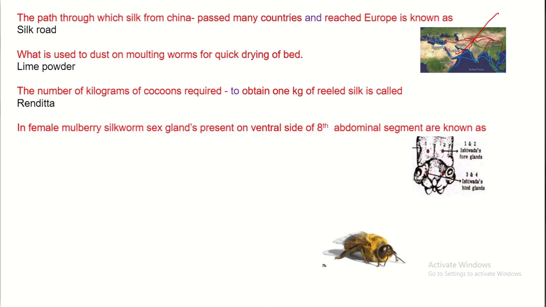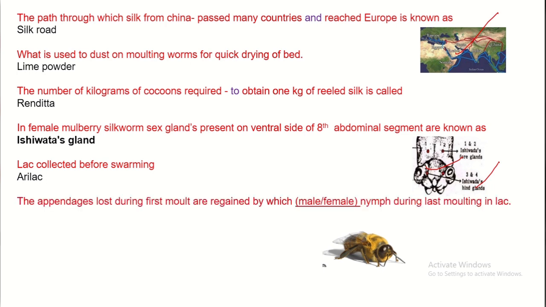In female mulberry silkworm, sex glands present on the ventral side of the 8th abdominal segment are known as Ishiwata glands. Lac collected before swarming is known as ari lac.